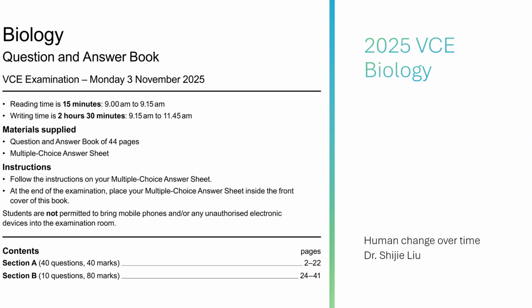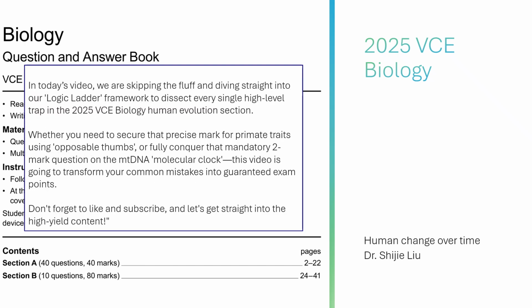Dr. Liu here. A lot of students tackling this 2025 exam question think that simply writing different footprint sizes is enough to score full marks for species variation. Wake up! If you only mention size, the VCE markers will assume you're just looking at a dad and a child from the exact same species, 0 marks.